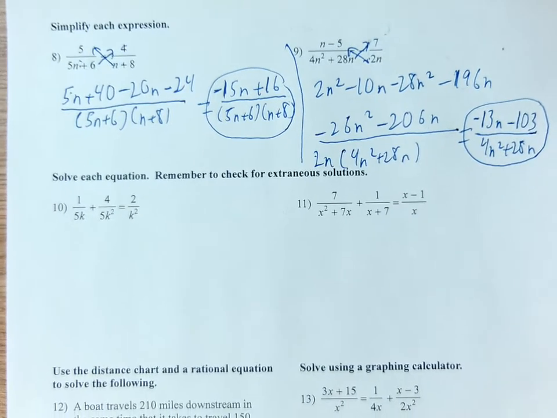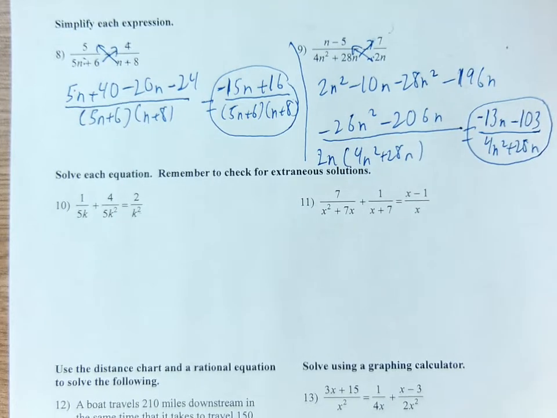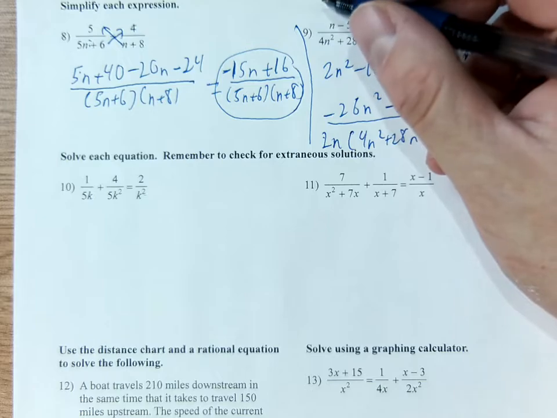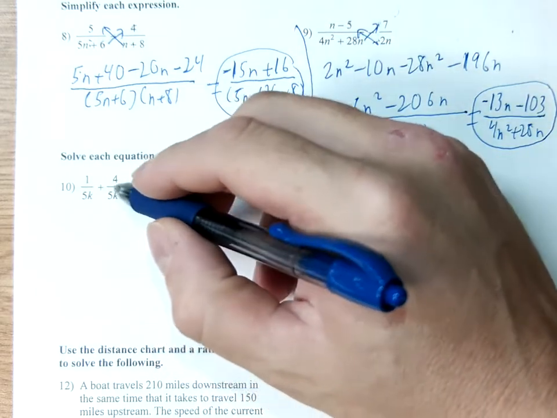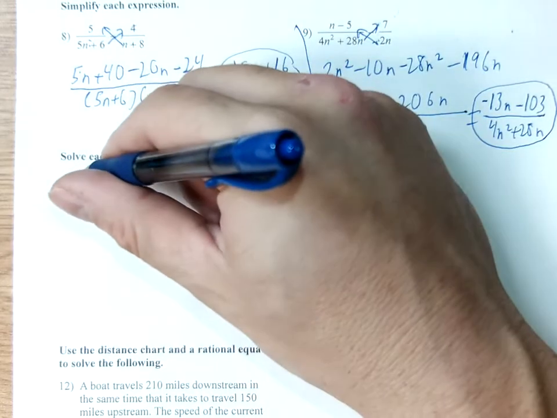Alright, solve each equation. You're going to multiply by the denominators here. Multiply by the least common denominator. So you can start off by multiplying by whatever you want to multiply by. So multiply by the k if you want. It's going to cancel out one of the k's here and one of the k's here. So you can do this slowly if you want to.